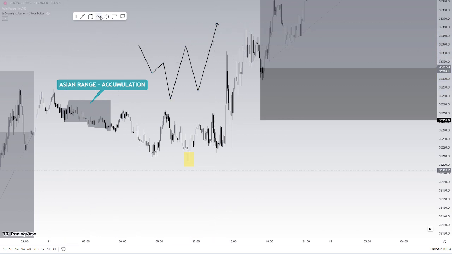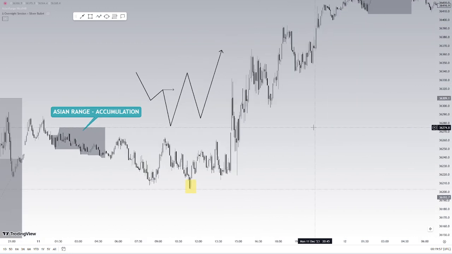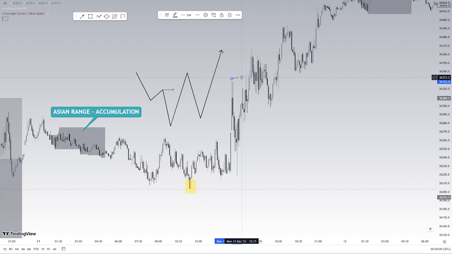So now we've seen our shift in structure as well. Very important to understand. And now having said that, we've identified our accumulation, our manipulation, which is the Judas swing over here. And now again, we've had a break of structure in this region over here. Break of structure.